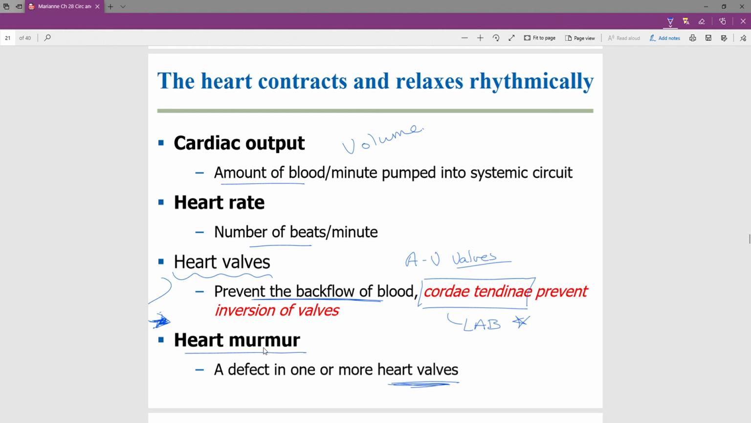I had someone once in the course who was a lab technician, and she said, I can hear a heart murmur in a puppy or a kitten. She said, I have no idea what it would sound like in a human baby. So that's what a heart murmur is.